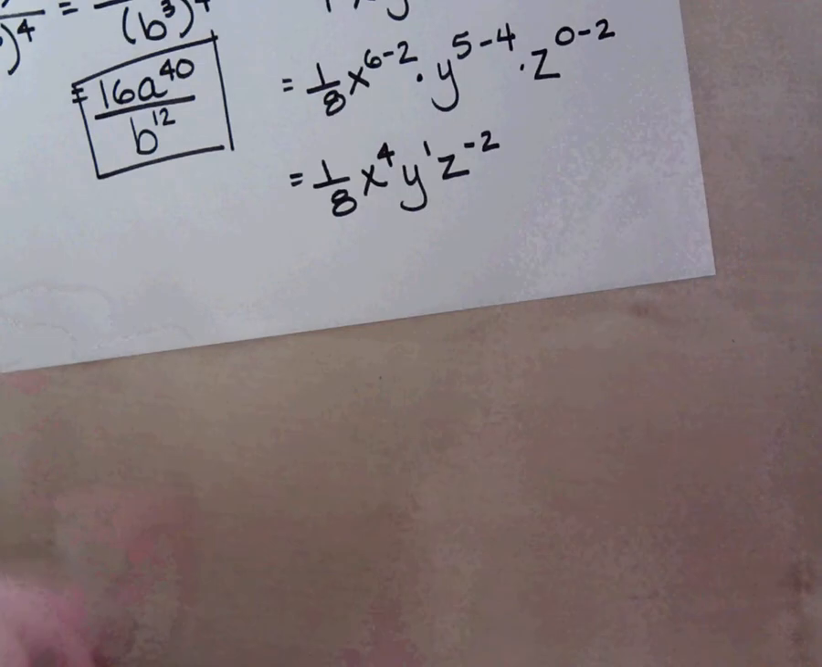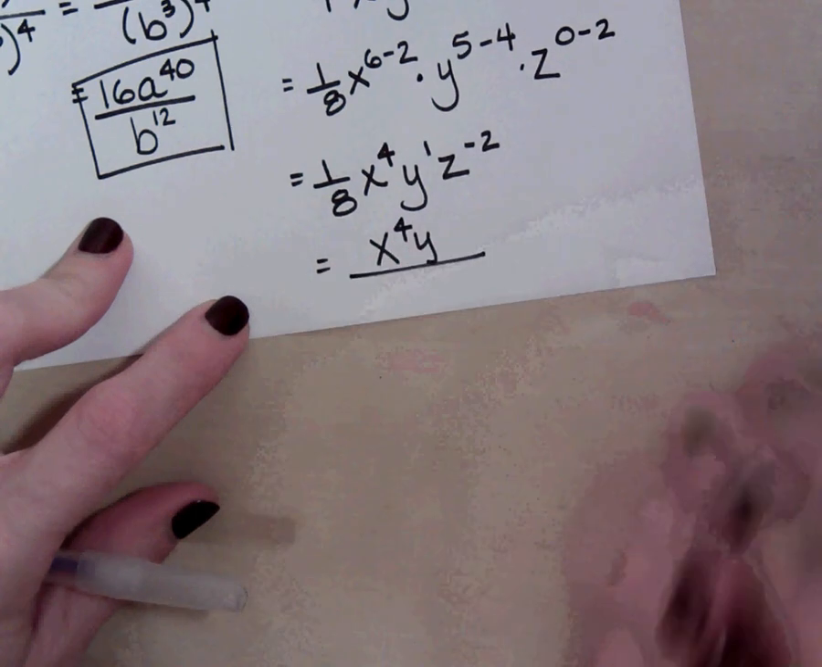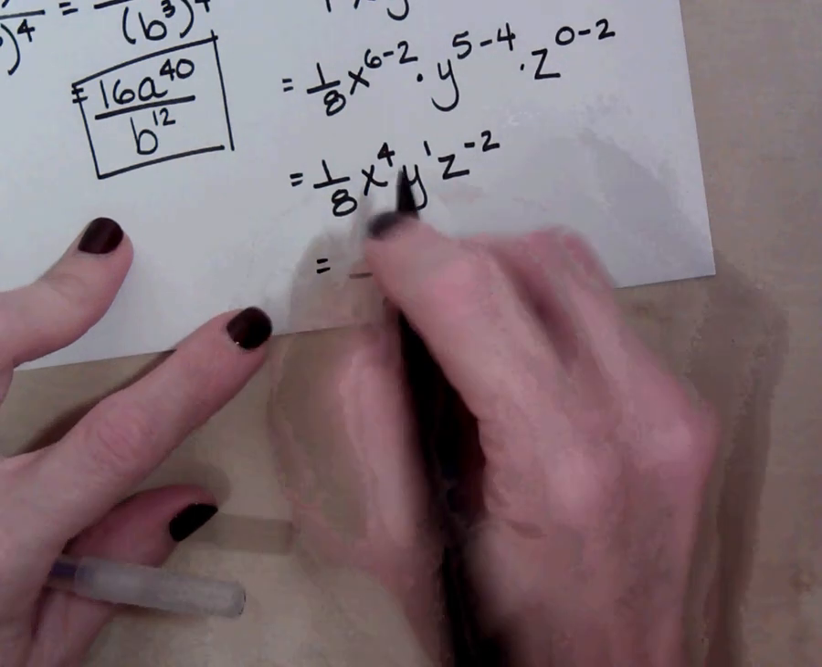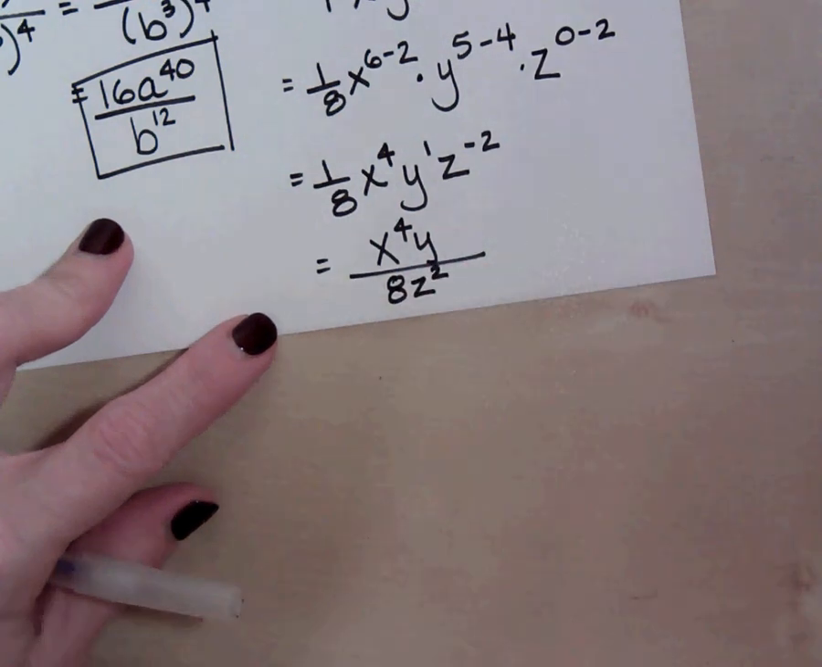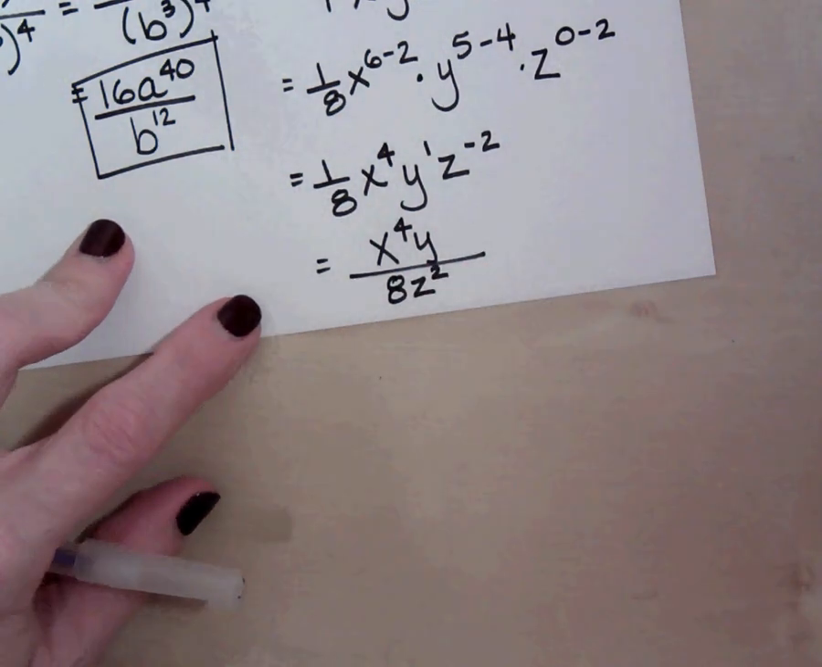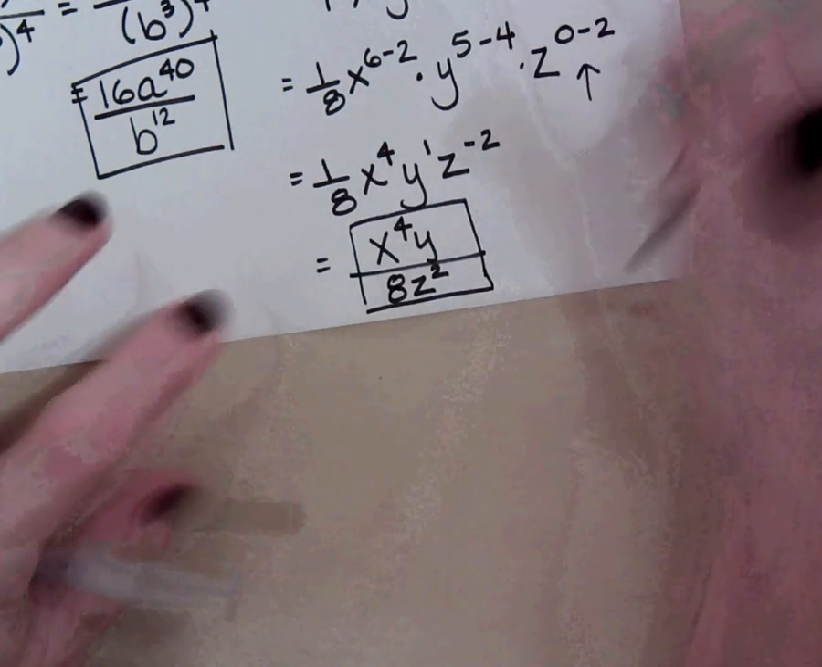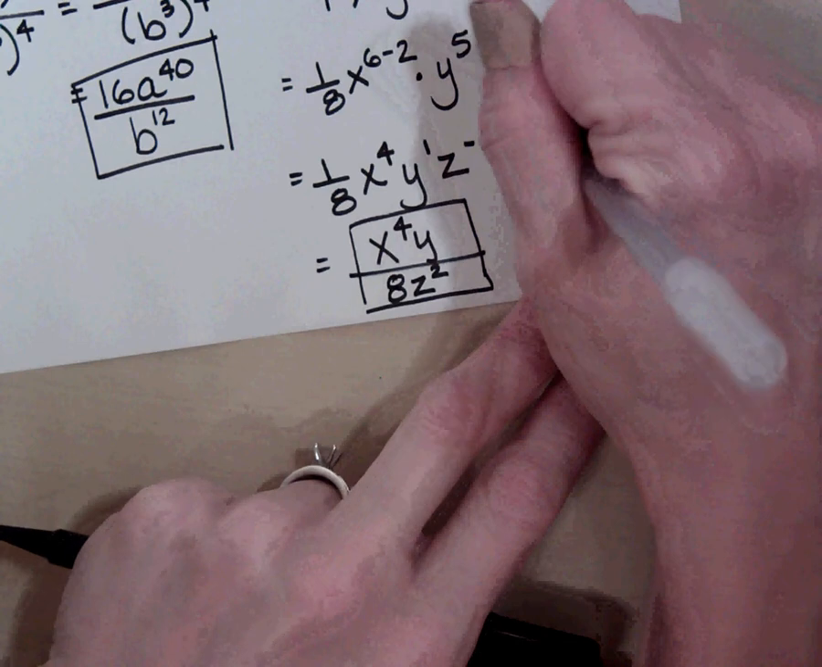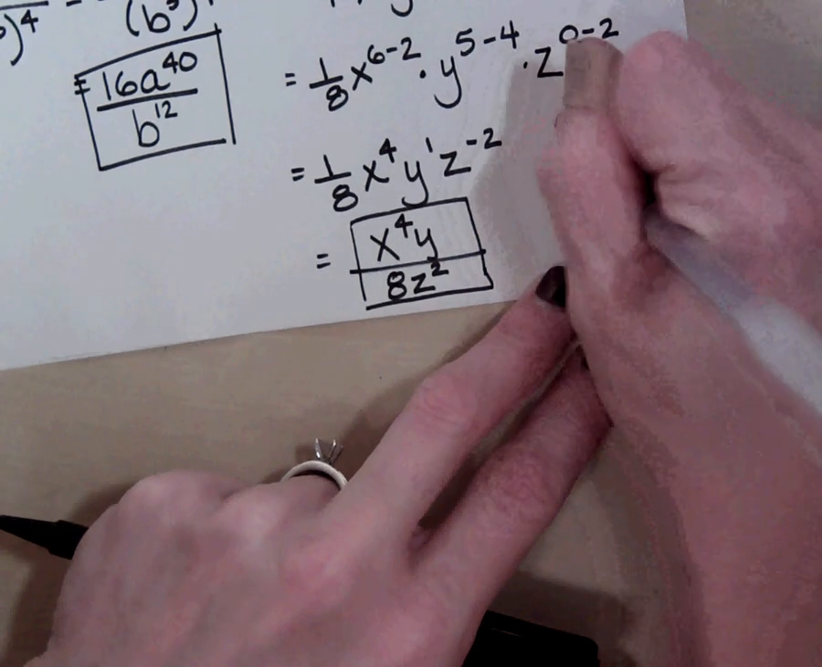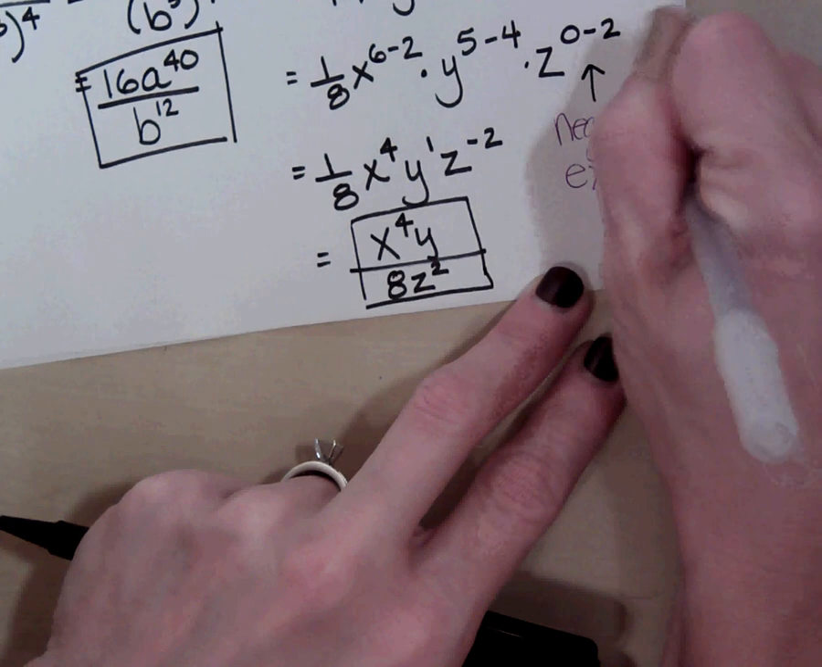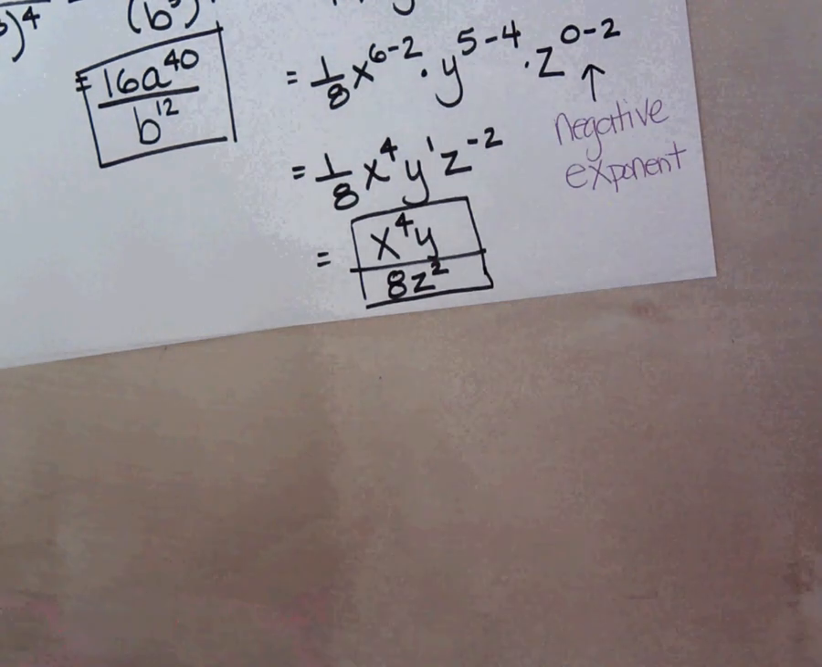So I'm going to rewrite this whole thing. My x to the 4th power and my y, those are up in my numerator. Now 1/8 means 8 is part of the denominator, and so is the z squared. So this problem, like I said, kind of introduced us to a new rule here, which we're going to learn later. A rule for what happens when we have a negative exponent. So I just kind of wanted to introduce you to that now so you get a little preview.